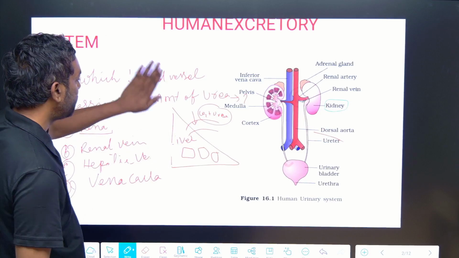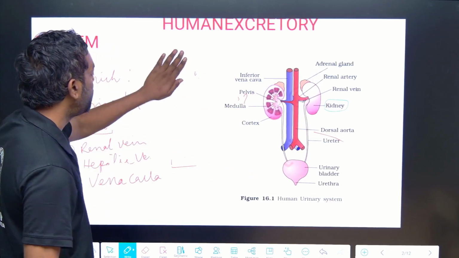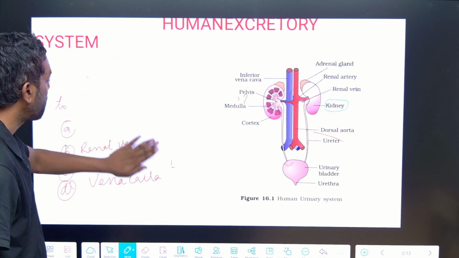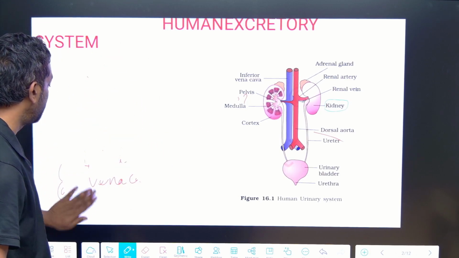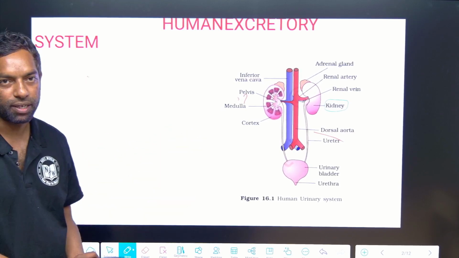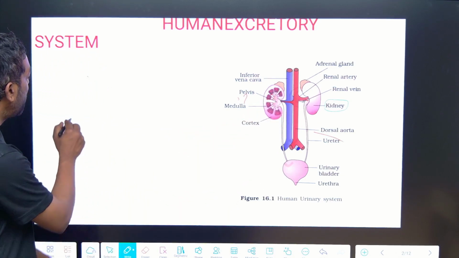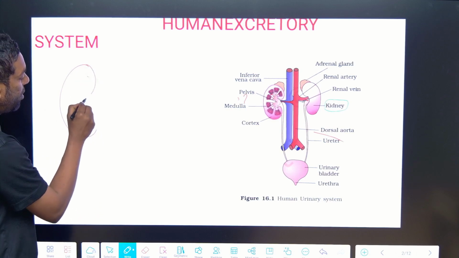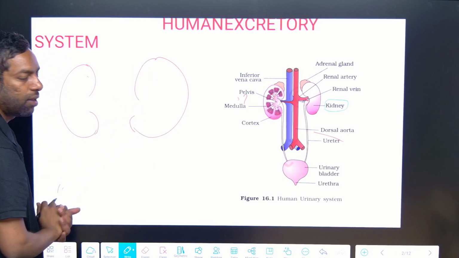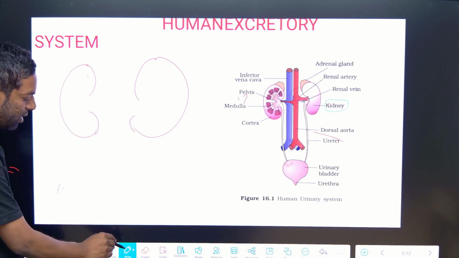This is about the urea which is produced and which enters into the kidneys. Guys, cool. In the human excretory system, look at this picture. One pair of kidneys. Where does the blood enter into the kidney from?